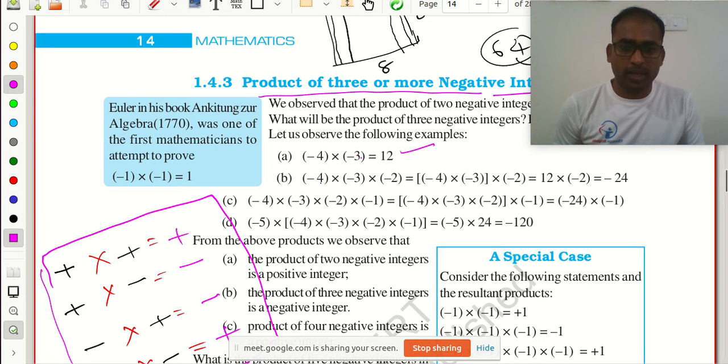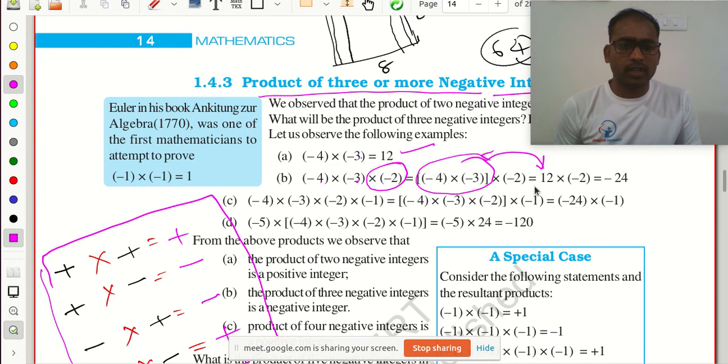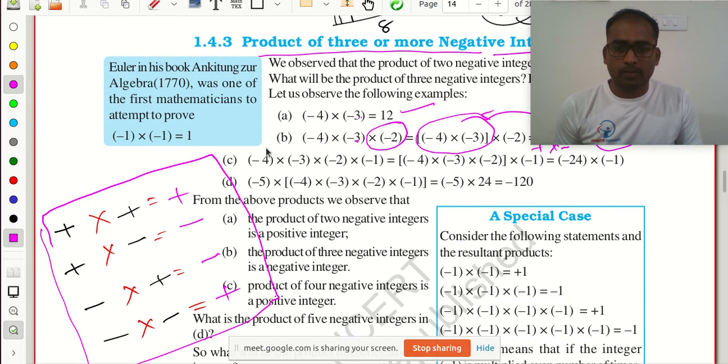Then minus 4 into minus 3 into minus 2. If I add one more integer here, then what is it? Here minus 4 into minus 3 is 12. 12 multiplied with minus 2, I will get plus into minus. Plus into minus is minus only. So here minus 24. 12 twos are 24, so minus 24. Clear? Next, we will go with another example.